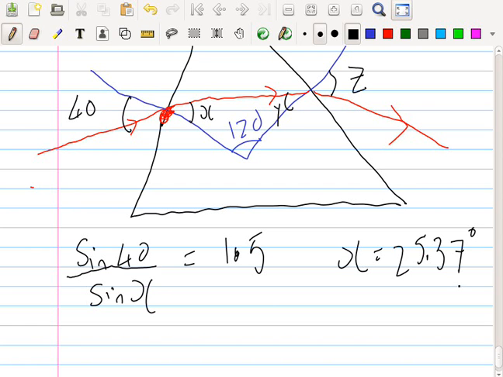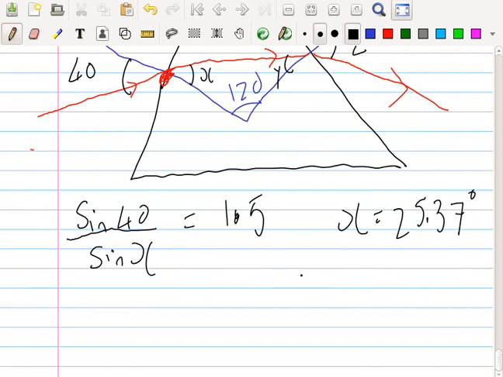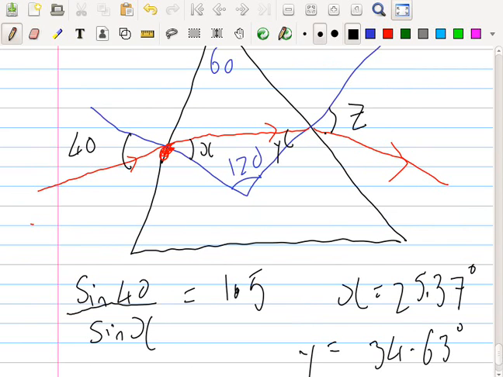Now, we know the x, yes? And we know this angle, yes? So can we get the y? Yes. How? So tell me the y. 34.63. Great. Now, finally, let's use Snell's Law on this piece again.